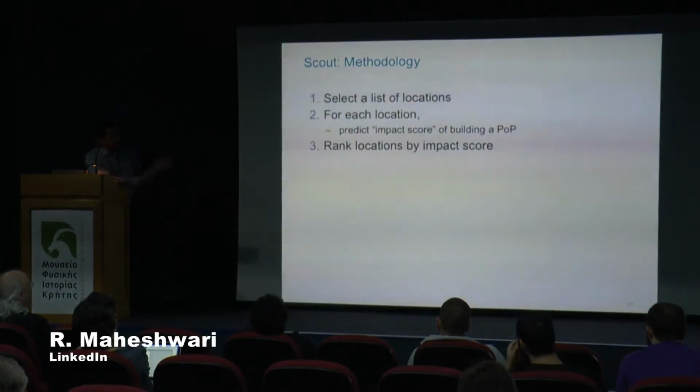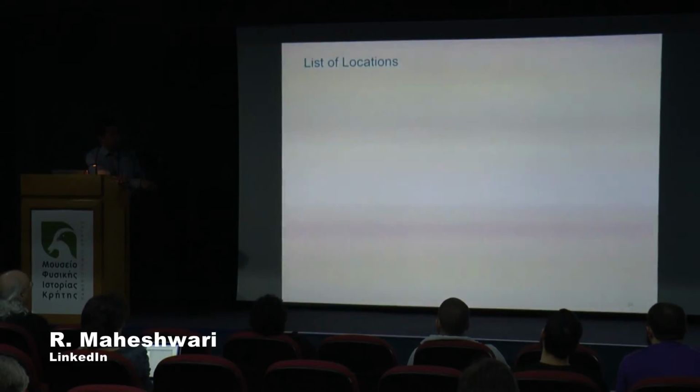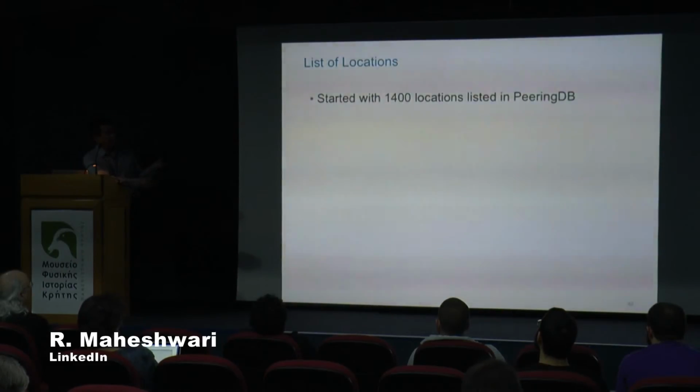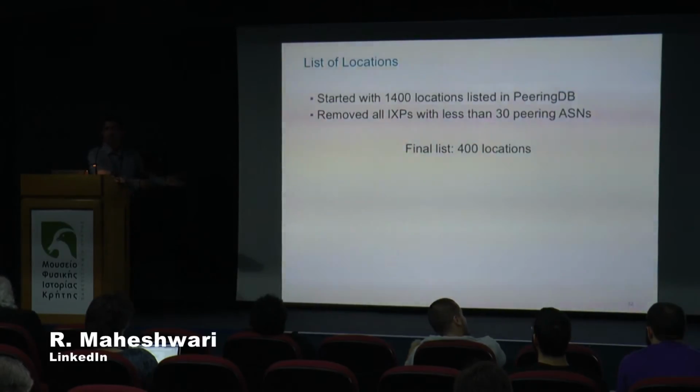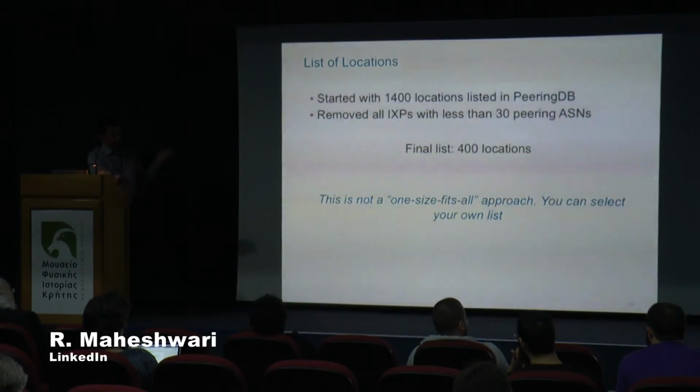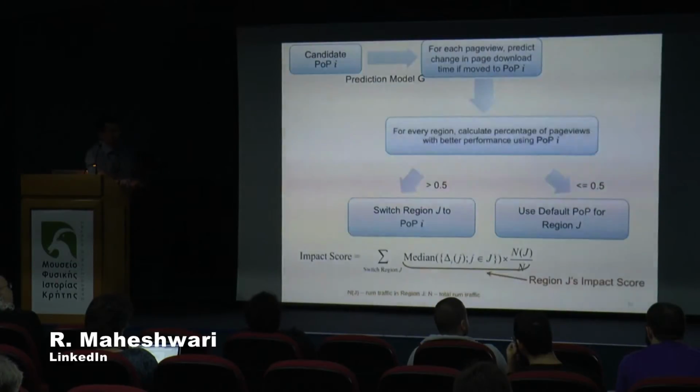So that's Scout. We selected a list of locations, then for each location we build the impact score. So how do you select the list of locations? Again, this is on everybody's own selection criteria. We started with a list of 1400 locations from PeeringDB. We removed all the locations which had less than 30 peering ASNs, and finally we arrived at a list of 400 locations. But again, this is not a one-size-fits-all approach. You can do your own list.